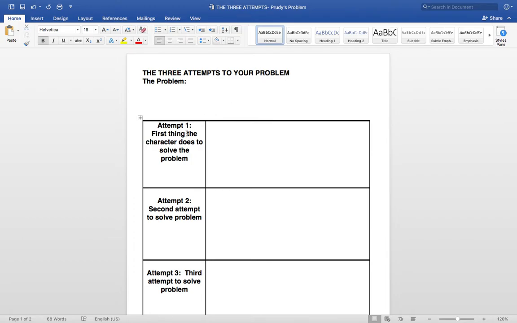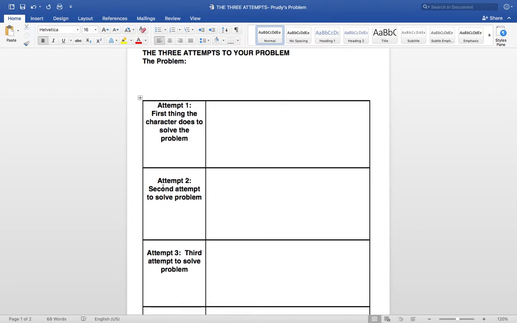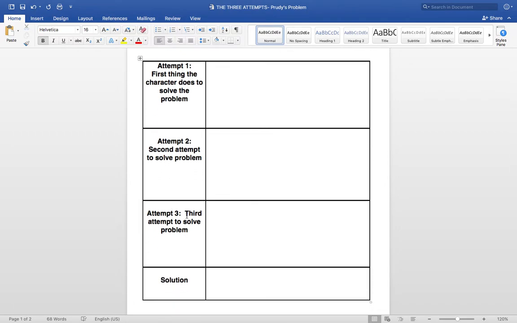Then you have attempt 1, which is the first thing your character does to solve the problem. Attempt 2, the second attempt to solve the problem, and then attempt 3, which is our third attempt to solve the problem, which we eventually do, right? Because in the first 2 attempts, our problem does not get solved. Our character cannot fix the problem. But by the third attempt and the last attempt, that is when the problem gets solved.